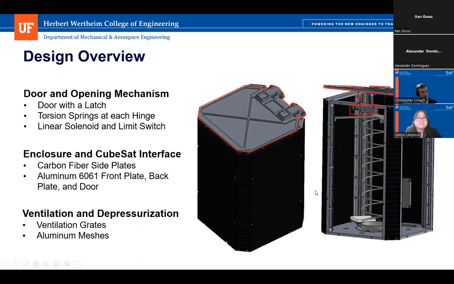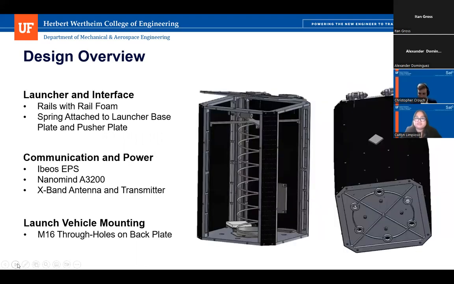For our enclosure and CubeSat interface subsystem, we include carbon fiber side plates and aluminum 6061 front and back plates and door. This is well depicted by the left image, which shows the external facing parts of the CSD. And for our ventilation and depressurization system, we have ventilation grates and aluminum meshes at each chamfered corner of the CSD. For our launcher and interface subsystem, we include rails with rail foam and a spring attached to a launcher base plate and pusher plate that the CubeSat will sit on.